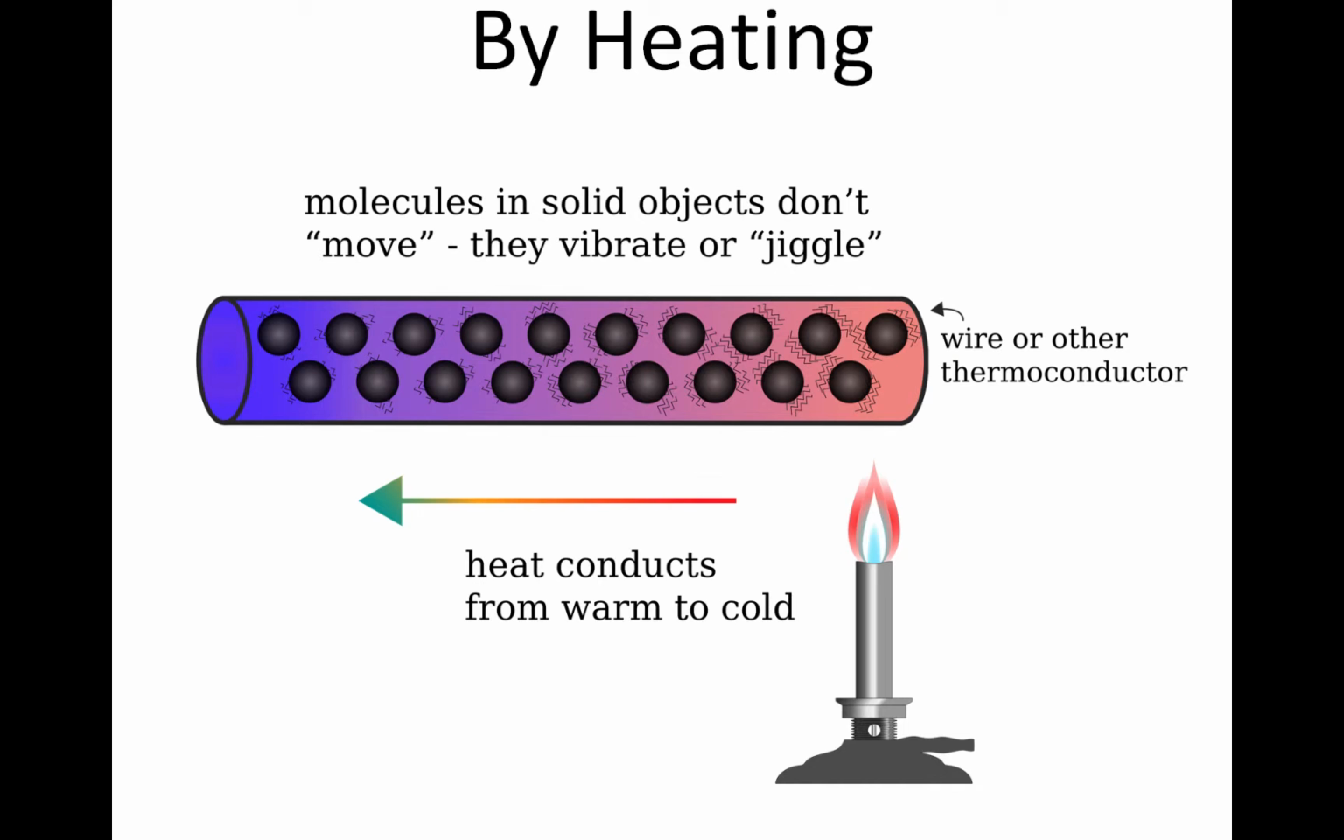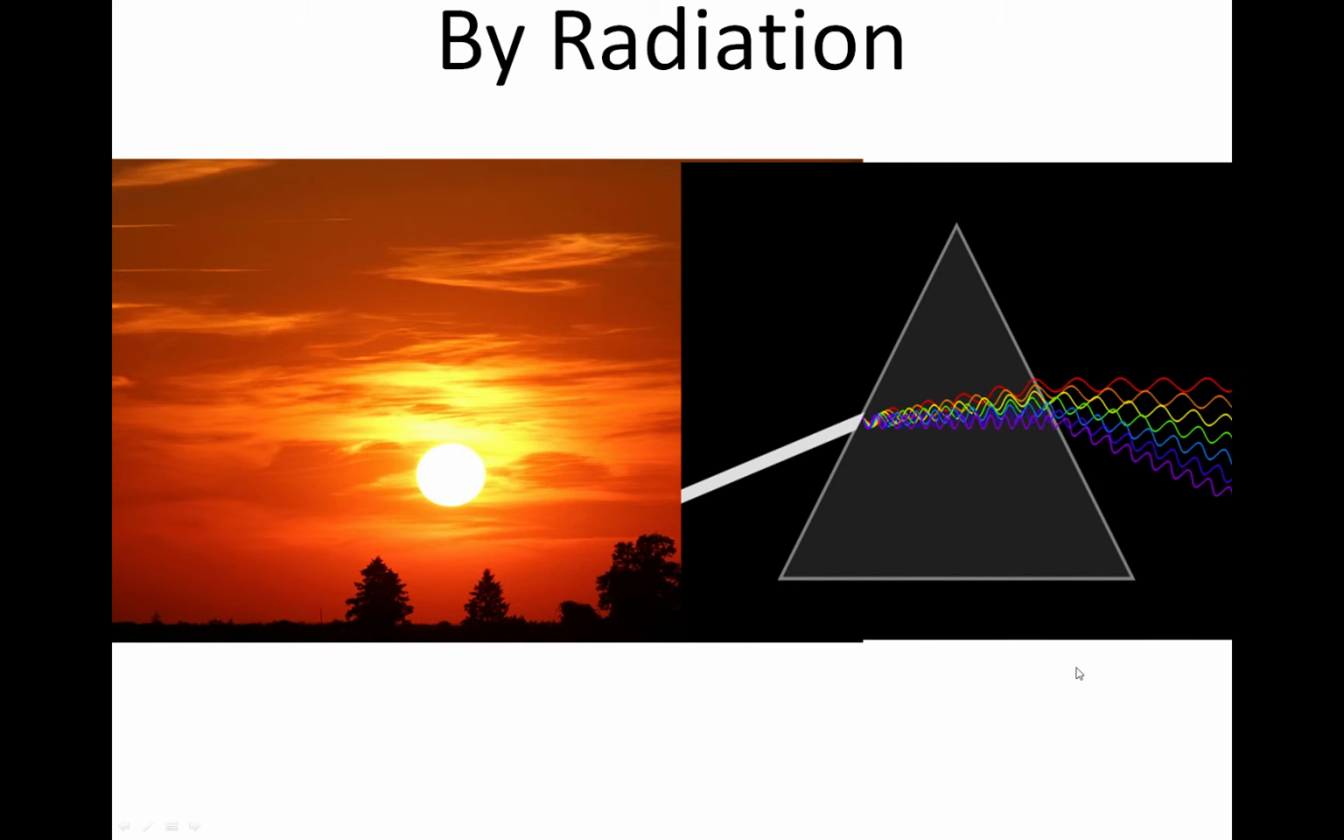Finally, we have by radiation. Now, you can also term this heating by radiation because it has the effect of increasing the temperature of objects. But the energy from the sun, from the nuclear potential store in the sun, is able to be transferred to Earth by radiation.